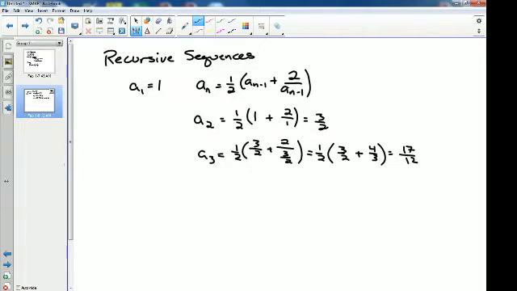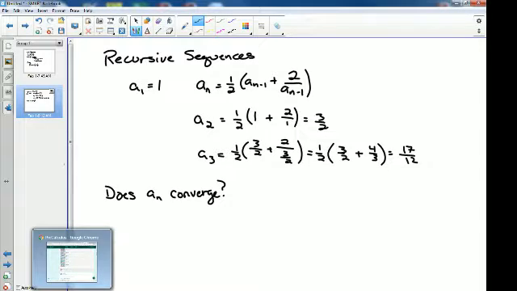Okay. So our question here would be, does a sub n converge? Okay. And what does that mean? Now, does this word have any meaning? You bet it does. Okay. Does it converge?